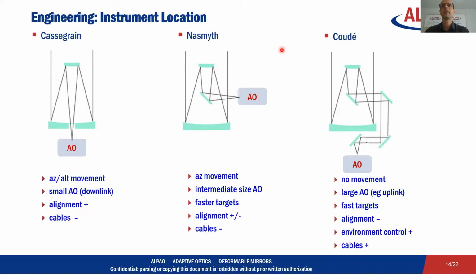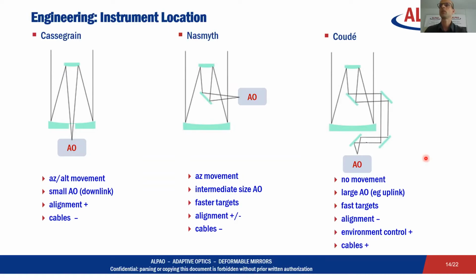Then we have the solution of the Nasmyth port. This is for intermediate size instruments because here they will follow only the azimuthal movement of your telescope, not the elevation movement. So this is good if you have applications where you have to look at faster targets, for example, a LEO orbit. Alignment becomes a little bit more involved. Differences are small because you have one more reflecting surface. Cable management as well is a bit more complicated, but it's doable.